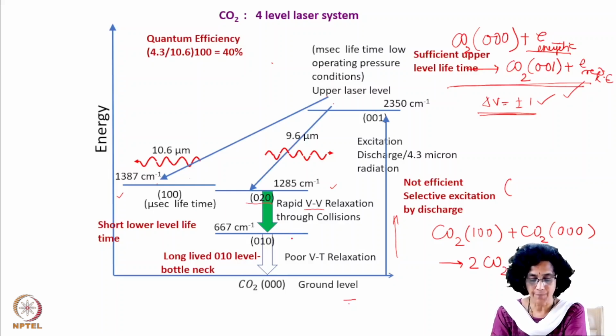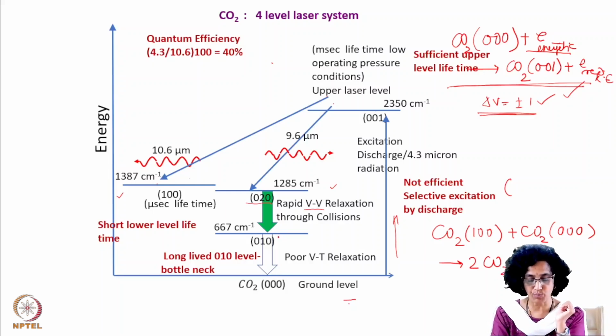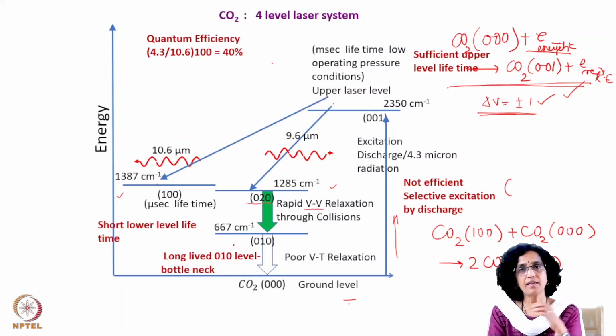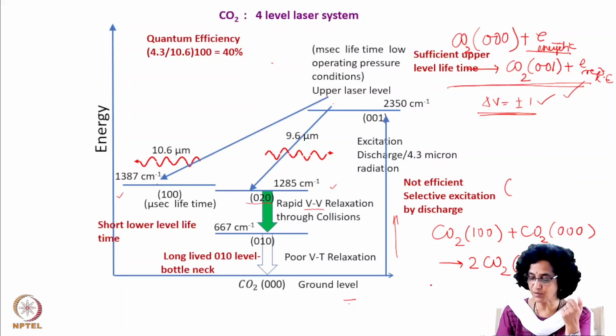This is very fast. Now from 010 to ground, as we had seen last time, this relaxation is poor because the energy involved is very large, which is 667 centimeter inverse, and so there is no VV relaxation here. Suppose it collides with a CO2 000, then what would happen?